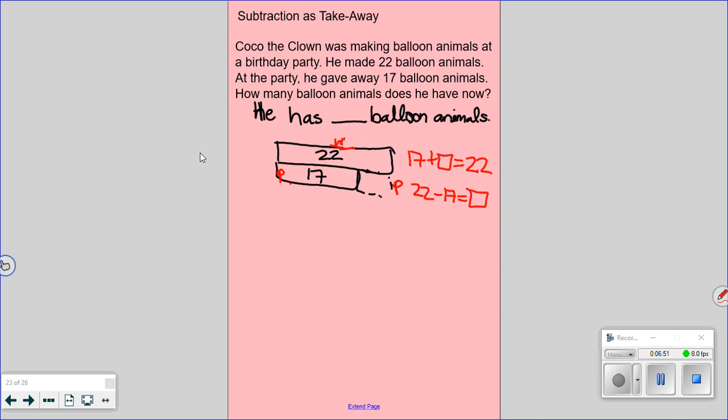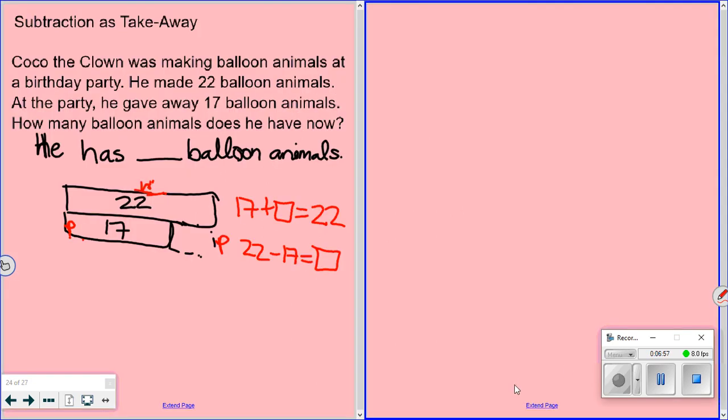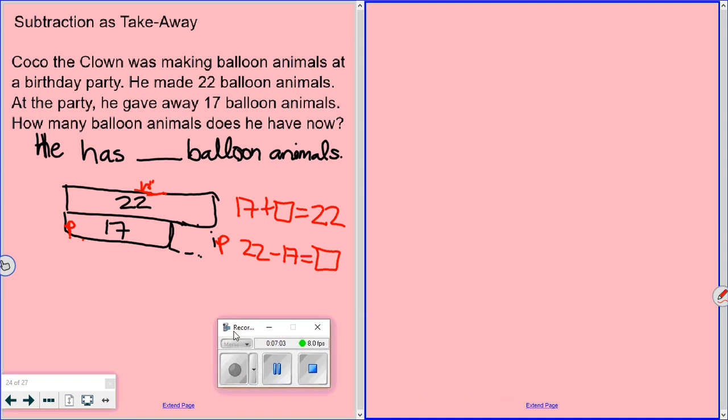Either of those equations will work. All right, now we're going to do some actual subtraction, because we're going to use our equation 22 minus 17 equals box.